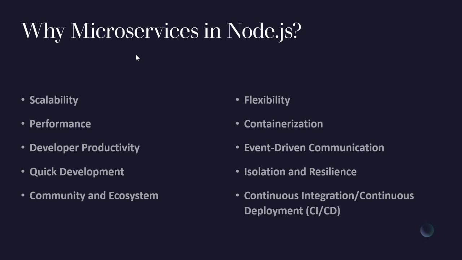The next point is isolation. Microservices in Node.js can be isolated from each other, which means that a failure in one service is less likely to bring down the entire application.